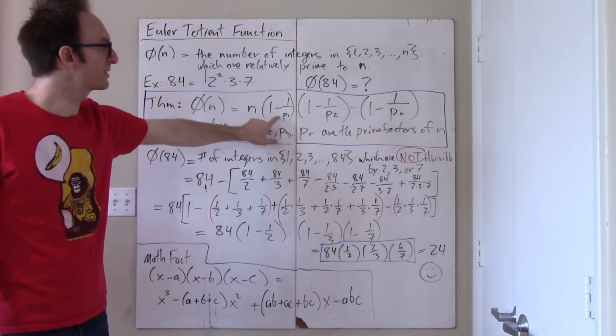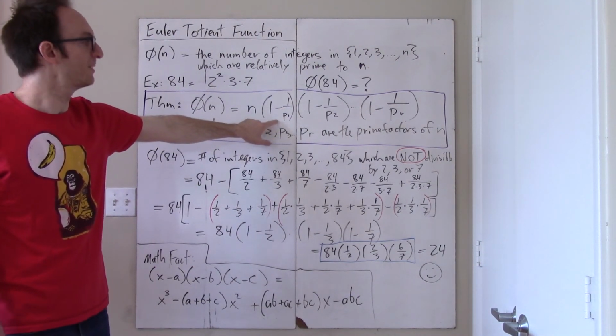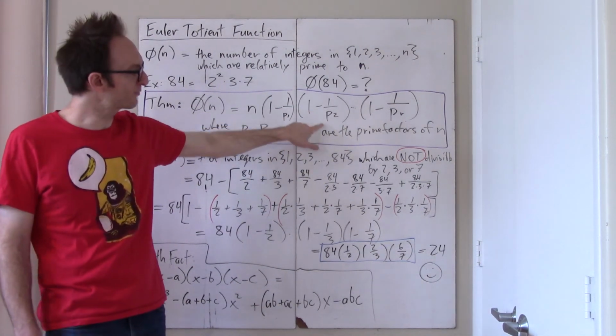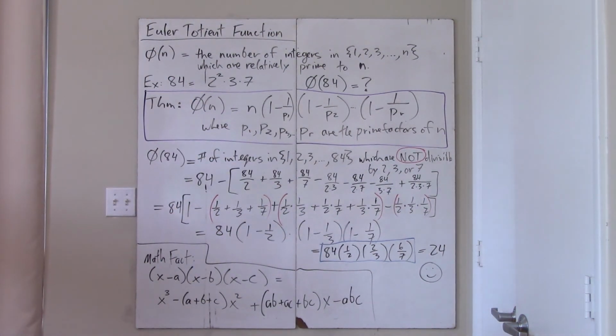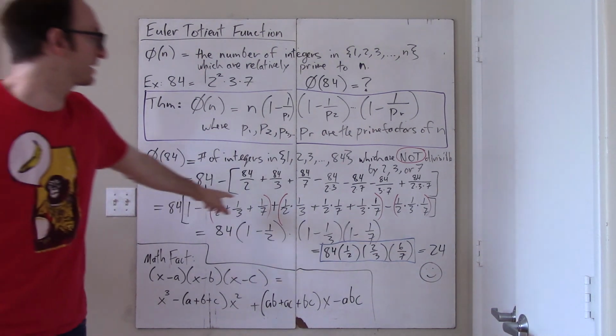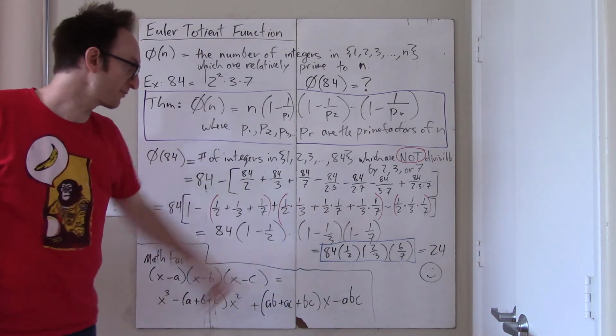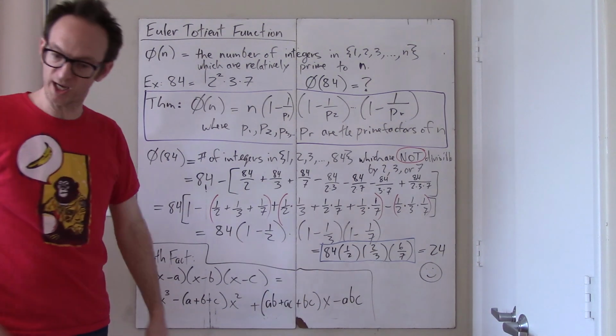So 1 minus 1 over p1 is the fraction of them which are not multiples of p1, and 1 minus 1 over p2 is the fraction of them which are not multiples of p2, etc. And so the product of all of those is the numbers which are not multiples of any of those prime factors. Okay, but the actual proof of this uses the inclusion-exclusion principle in a certain kind of way, plus a piece of algebra.